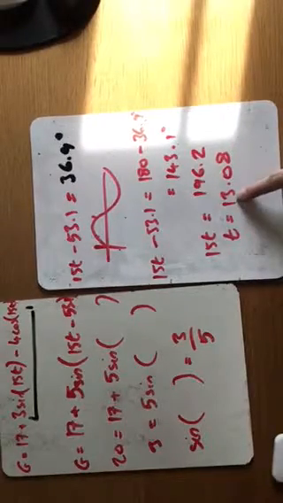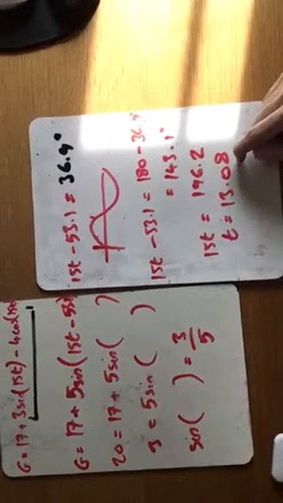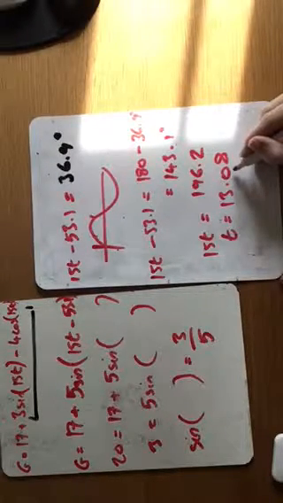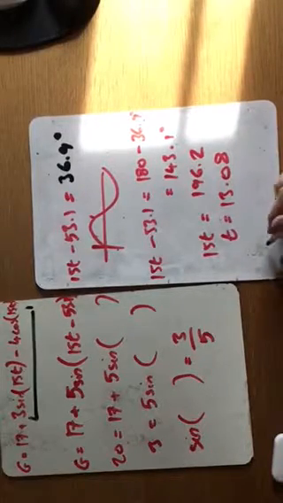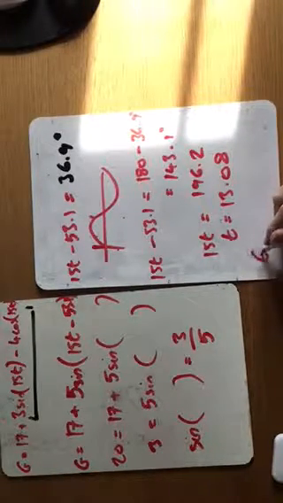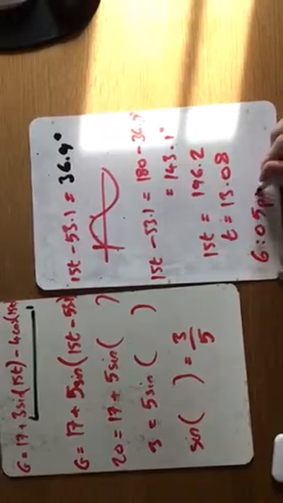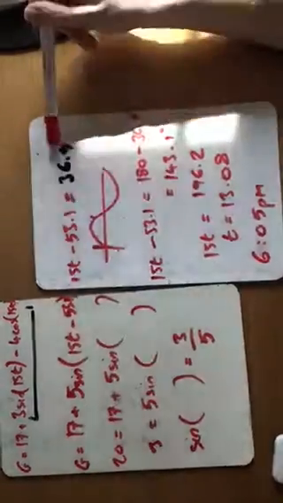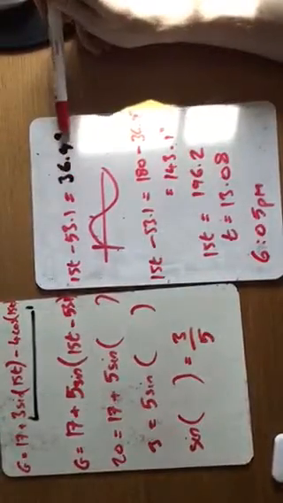Well, 13 hours is okay. You'll need to do 0.08 times 60 to work out how many minutes it is, and your absolute final answer should come out as being 5 extra minutes. And so what that means is our final time is 6:05 p.m.